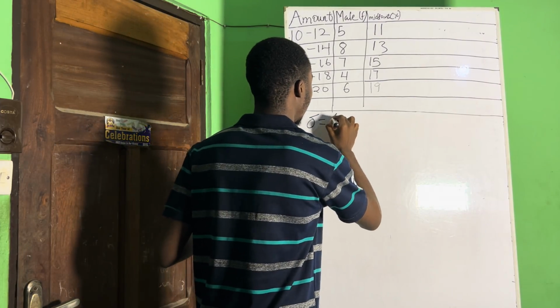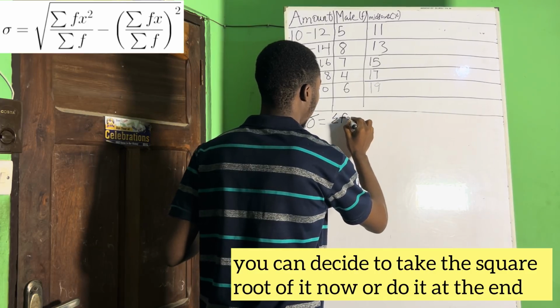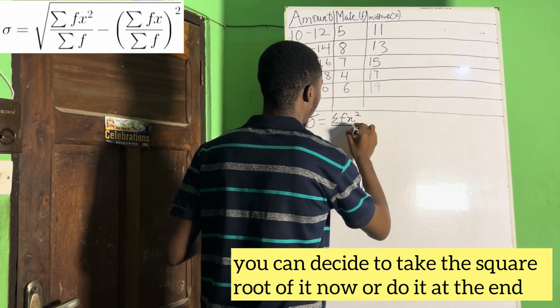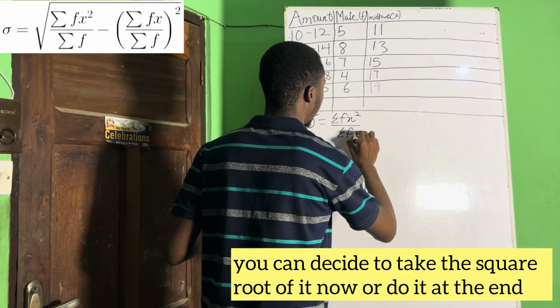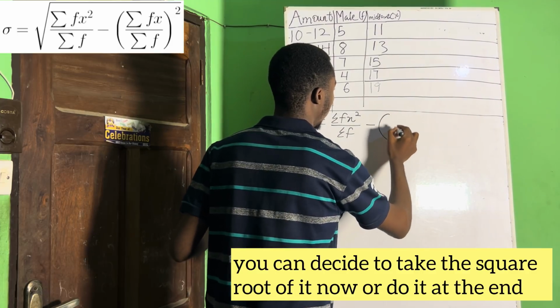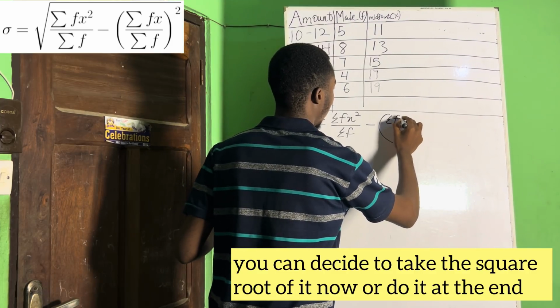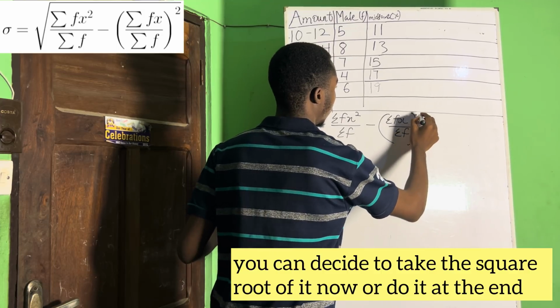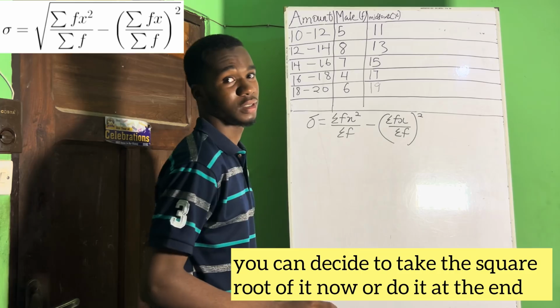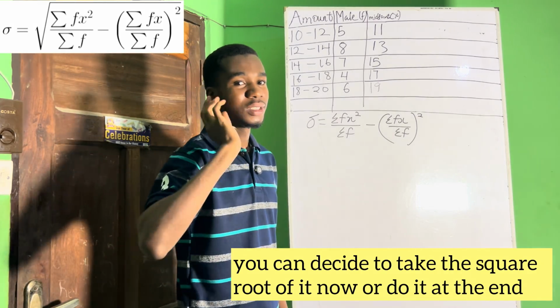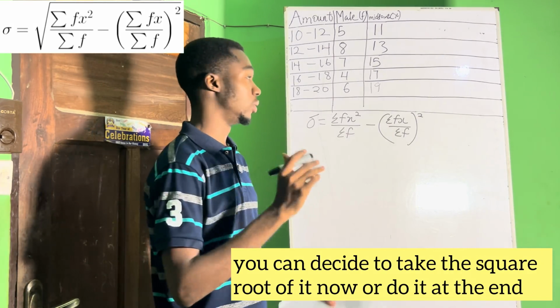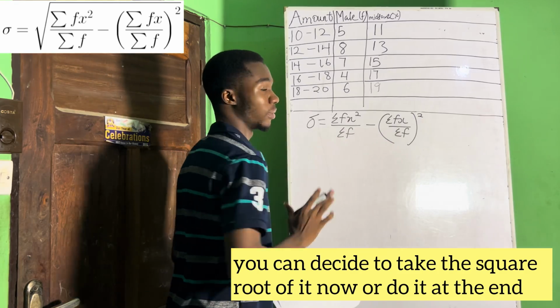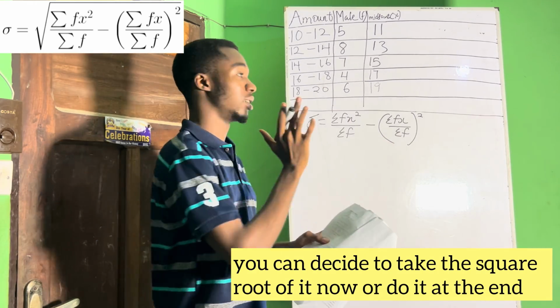So the formula is square root of sigma fx squared over sigma f minus, in brackets, sigma fx over sigma f, squared. So this is the formula for the standard deviation. So you don't need to chew it. There's no need to chew it. They will give it to you. Get it? So this is the formula. So please don't forget, this is the formula.